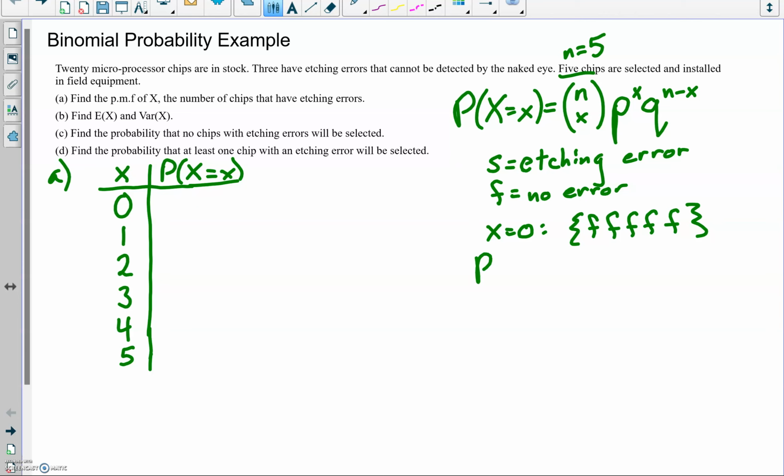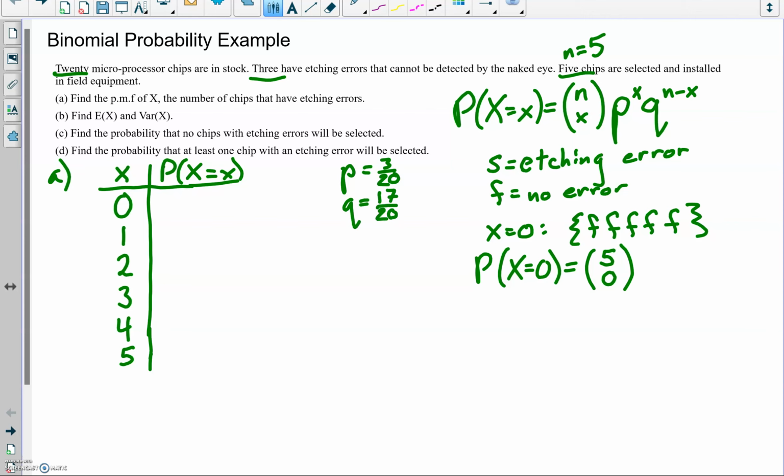So this one isn't as illustrative of the n choose x, but if we were to put this together and say, okay, probability x equals 0 is going to be, in this case, the n is 5, 0 will be x, and then we need a probability of success. And this is where the other pieces of information come into play. There's 3 that have etching errors out of the 20. So in this case, the probability of success, the p, will be 3 out of 20. And then the q, the probability of failure, is just the other side of that story. So that'd be the 17 out of 20.